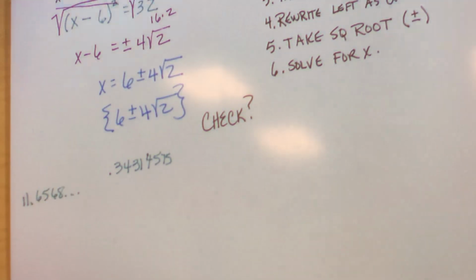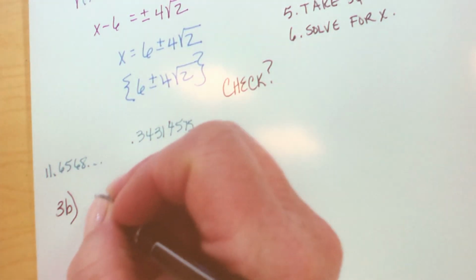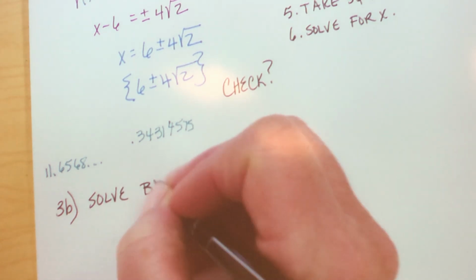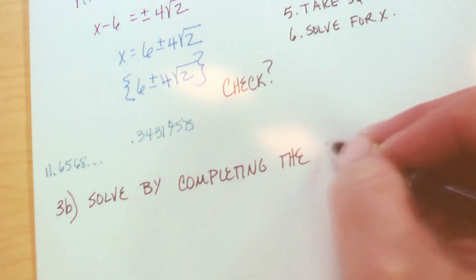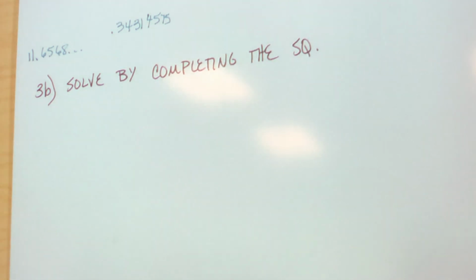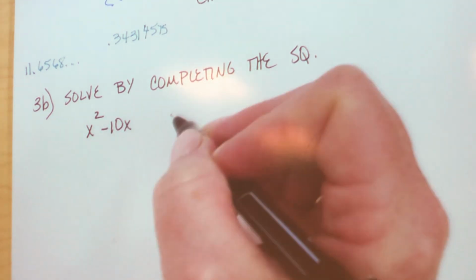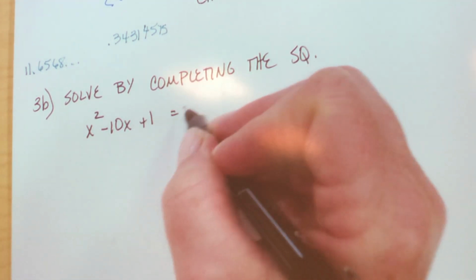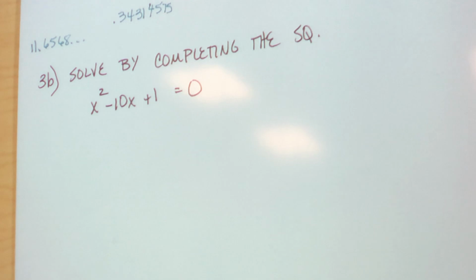Okay. So, let's work another problem. You're going to do this one all by yourself. Are you ready? 3B. Solve by completing the square. Okay? Solve by completing the square. So, x squared minus 10x plus 1 equals 0. Go. I'll give you about a couple of minutes to get started, okay, and then I'll start. Y'all listen to me. Don't you copy my work. You do your own work, and then you can look up later on and check it.